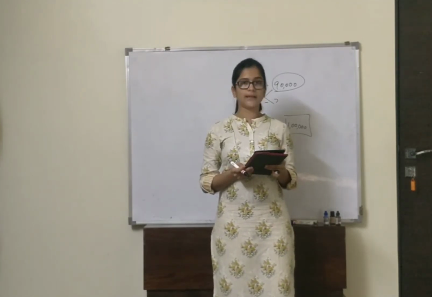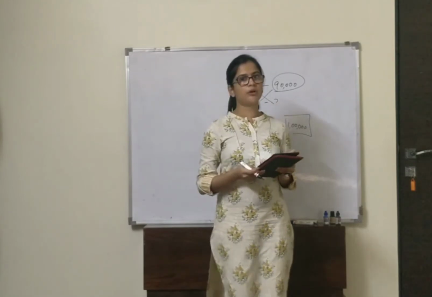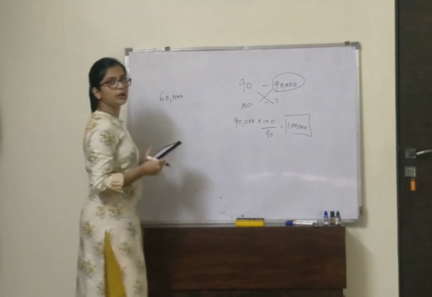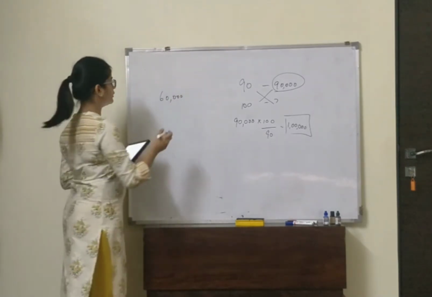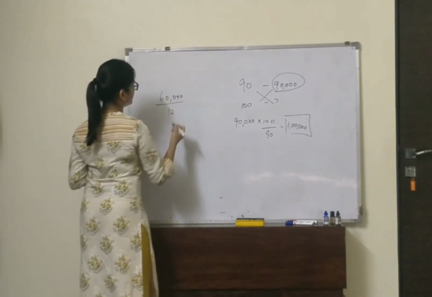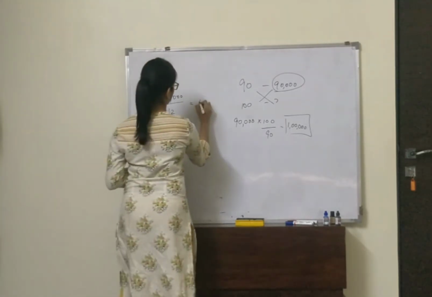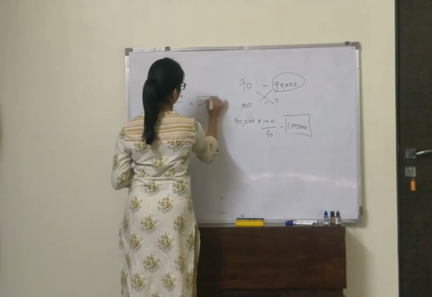Then in the additional information we have, the club paid 3 months rent in advance, both in the beginning and at the end of the year. So under the payment side we have rent. How much is the rent? 60,000. This 60,000 is for the whole year. So for 1 month, how much will be our rent? 60,000 divided by 12. That is 5,000.